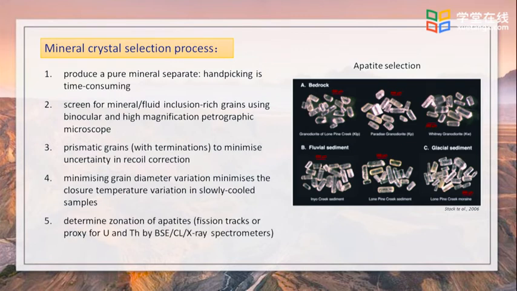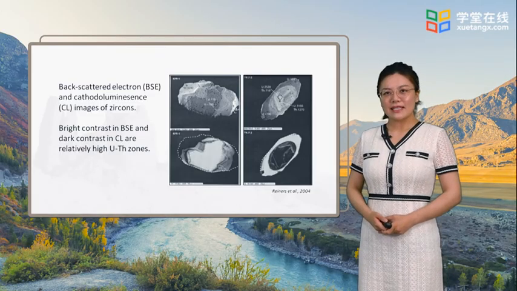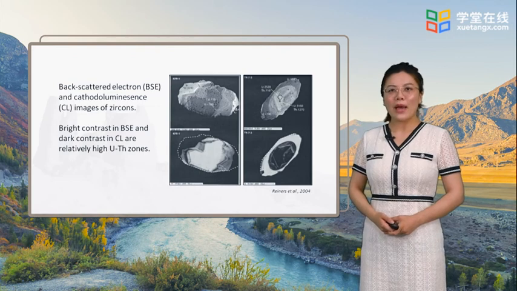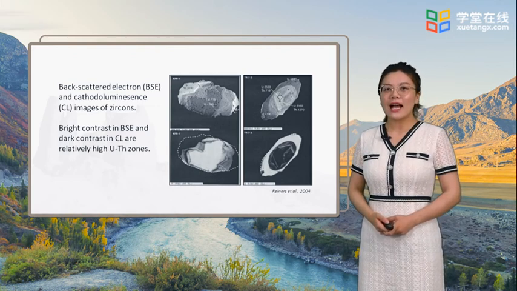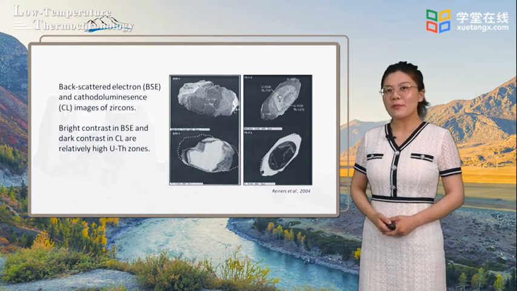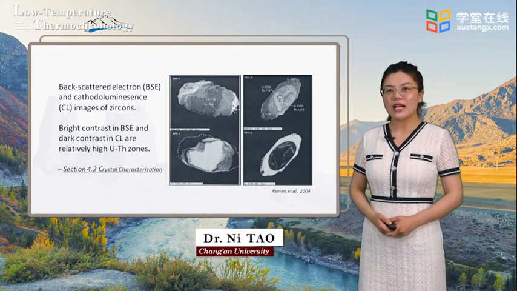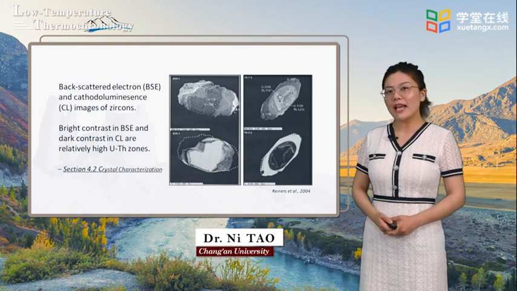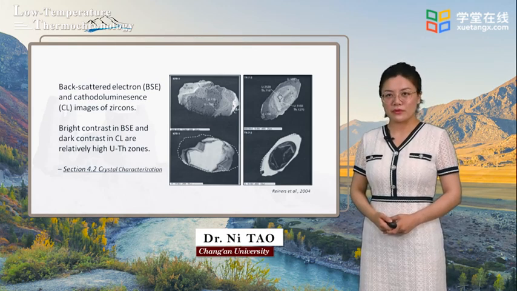There are many approaches used to determine the zonation of apatites, such as fission track or proxy for uranium and thorium by BSE or CL or X-ray spectrometers. These are BSE, or backscattered electron, and CL images of zircons. The bright contrast in BSE and dark contrast in CL are relatively high uranium or thorium zones.